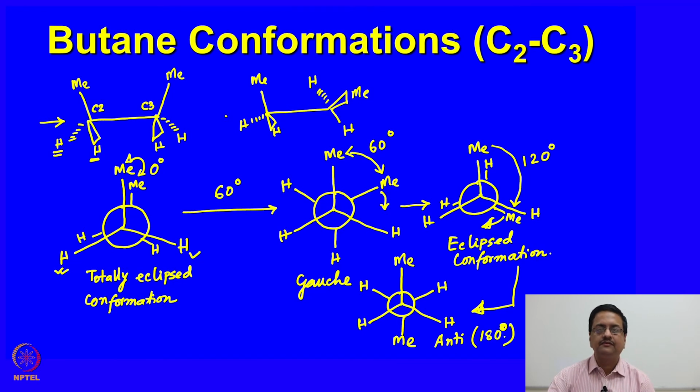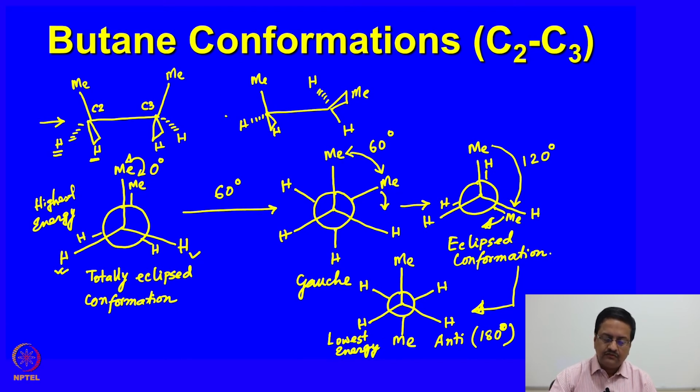If I ask you now to identify the most stable and least stable conformer, it will not be very easy to identify that without the values of the torsional strain and other strains that may be present in this particular molecule. But it can be guessed that in case of totally eclipsed, the torsional strain will be the maximum. So this will be the highest energy. And here we don't have any torsional strain, we don't have any steric strain. So this anti will be the lowest energy conformer.